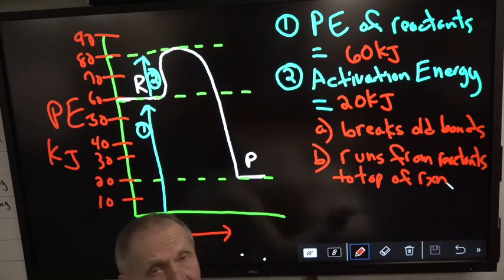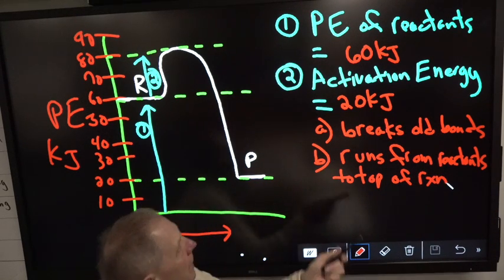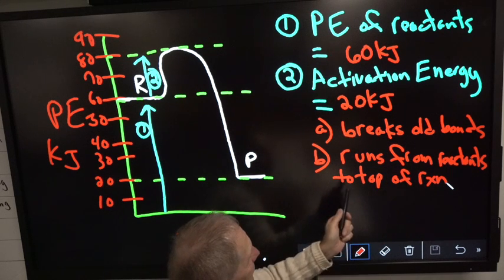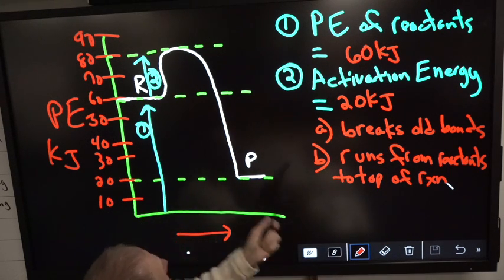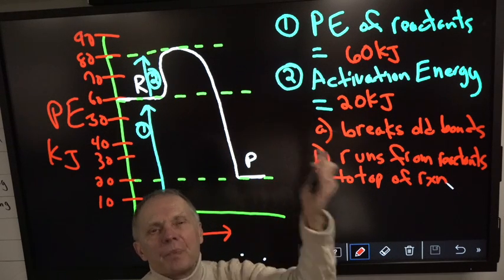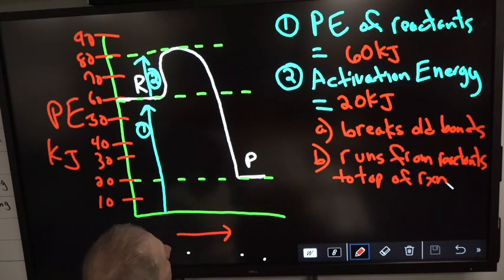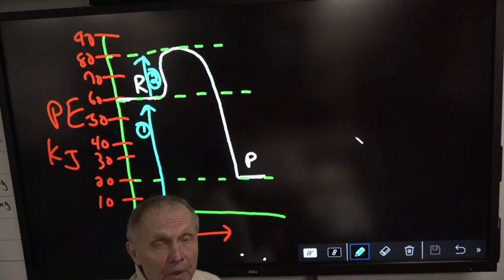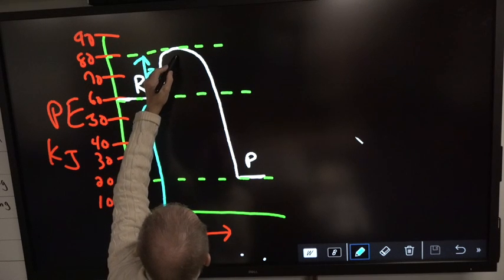So RxN is an abbreviation for reaction. Line segment number 1 runs from the reactants to the top of the reaction. That's activation energy. Remember, reactants to the top breaks old bonds. Okay? So that is line segment number 2. Line segment number 3 is this one.